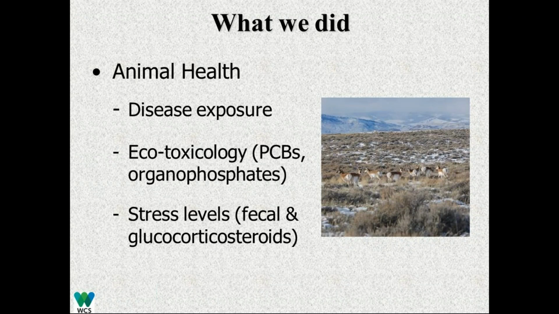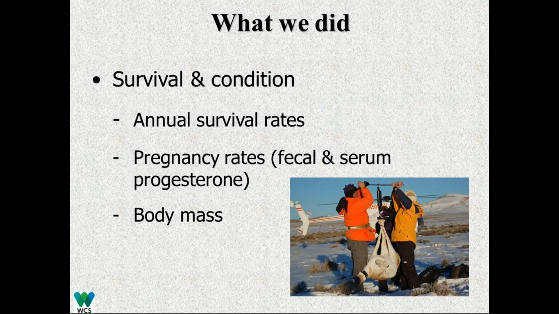So what we did is take a holistic approach to looking at the impacts to pronghorn. We compared levels of disease exposure and exposure to toxic substances such as PCBs or organophosphates between control and experimental animals. We looked at stress levels, looking at fecal glucocorticosteroids. We used fecal as opposed to serum levels because that's a better measure of chronic stress levels and longer term windows, as opposed to serum levels, which would be elevated, particularly when capturing animals from helicopters. We also modeled survival and looked at body condition.